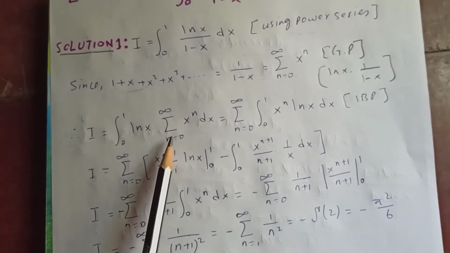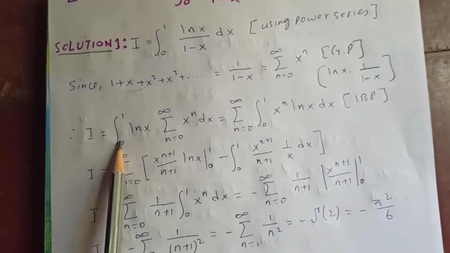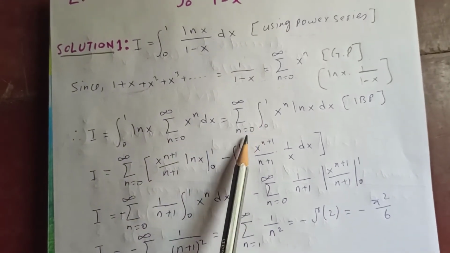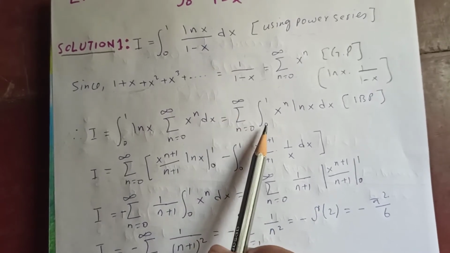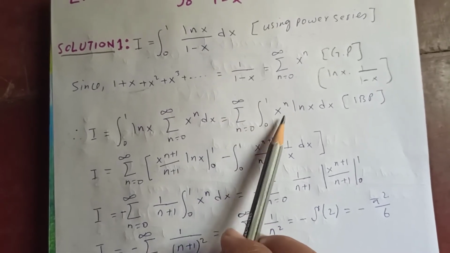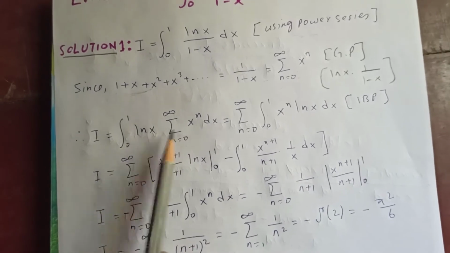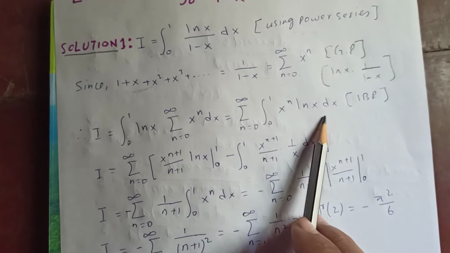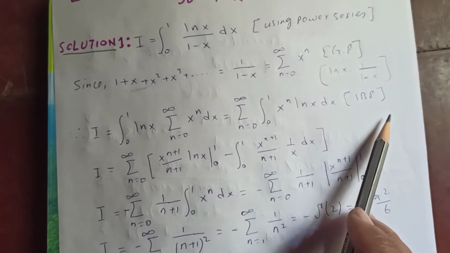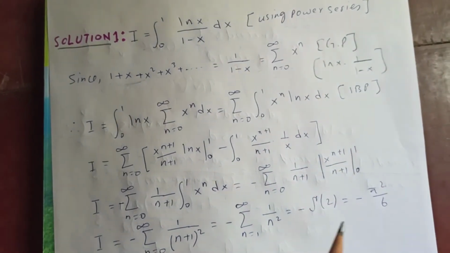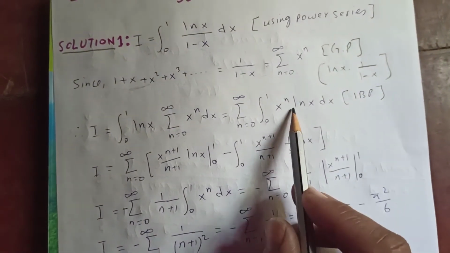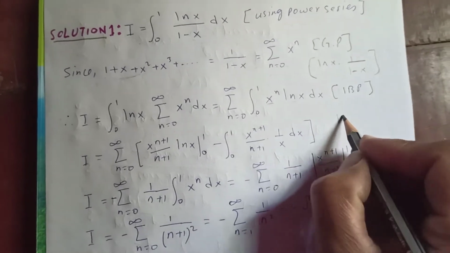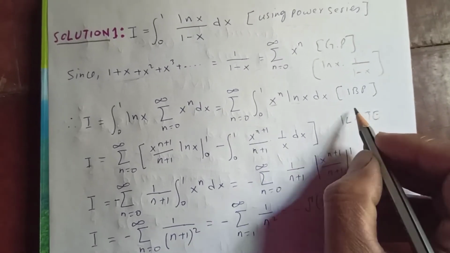Now we are going to interchange the integral and the summation sign. So the sum from n equals 0 to infinity of the integral from 0 to 1 of x to the n ln x dx. Here you can use differentiation, or let's use integration by parts. For integration by parts, we need to decide which is the first function and which is the second function.